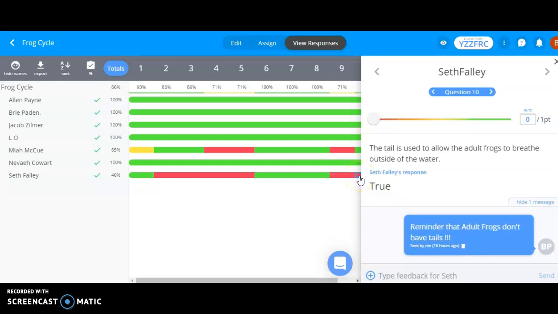And then question 10 is, the tail is used to allow the adult frogs to breathe outside the water. Seth responded with true. Just a reminder, Seth, that adult frogs don't actually have tails.